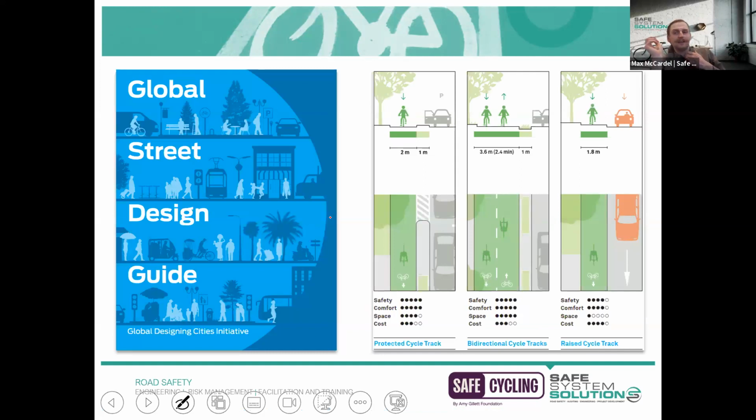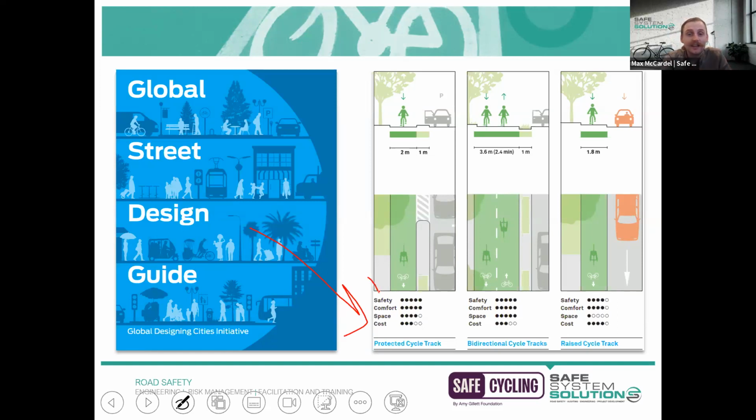Now, as I mentioned in the previous module, the Global Street Design Guide, wonderful resource. This is just a snapshot of some of the work that's done in there, where they actually define all of these different treatments. They may use slightly different language, but principles are the same. And they also provide specific criteria.